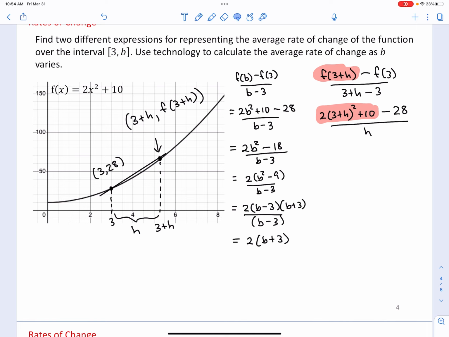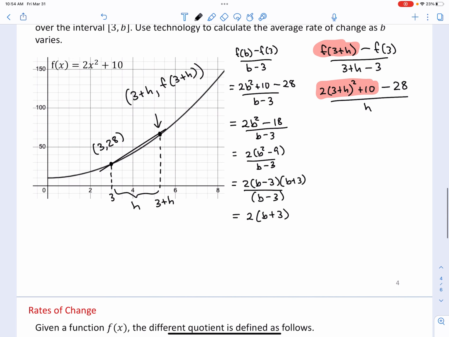All right, the next thing we want to do is actually FOIL this expression here and also combine these numbers here into a new number. So let's talk about FOILing this. 3 plus h quantity squared means you're really doing a 3 plus h times another 3 plus h. So we do 3 times 3 is 9. 3 times h is 3h. 3 times h is another 3h. And then h times h is h squared. So that becomes 9 plus 6h plus h squared.